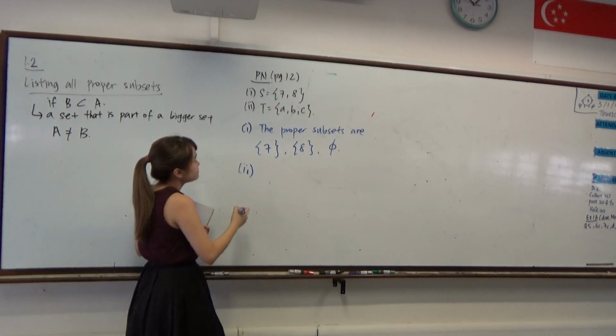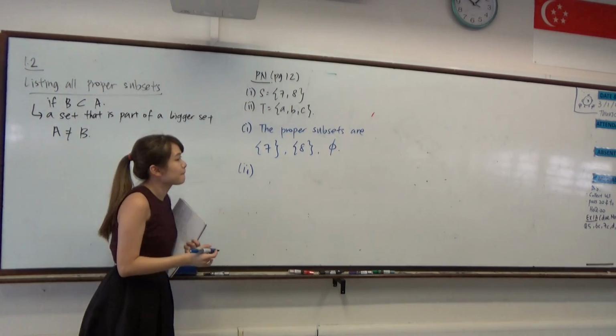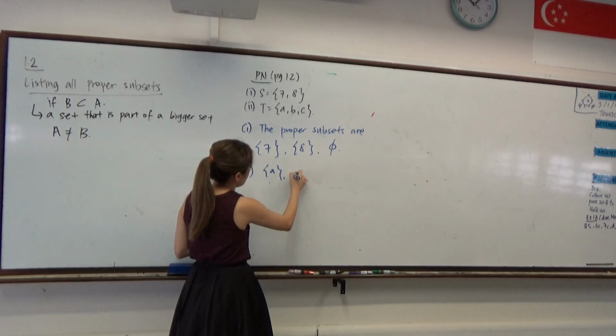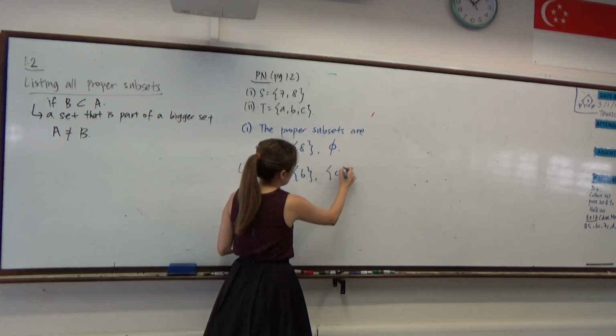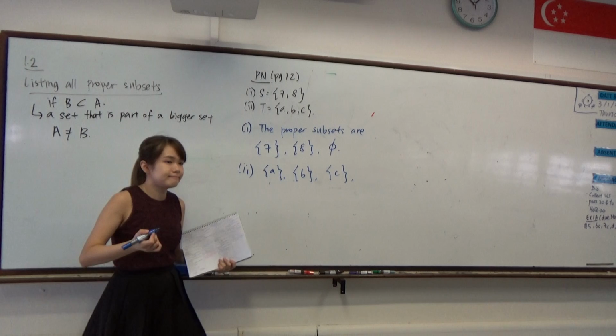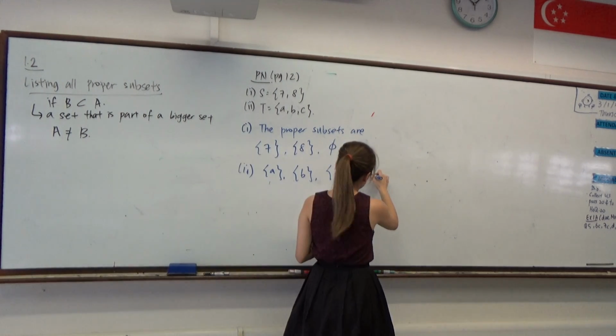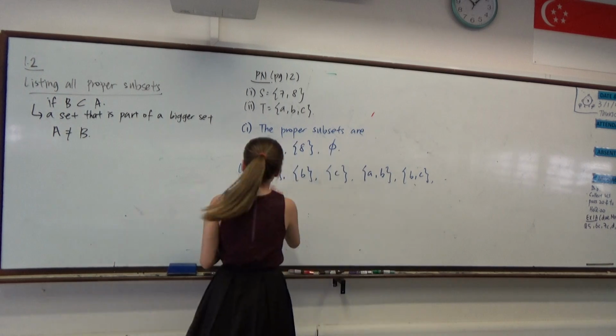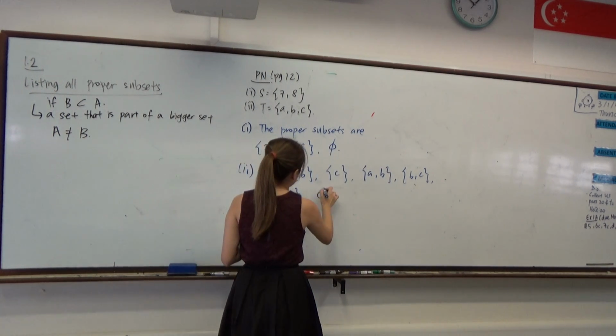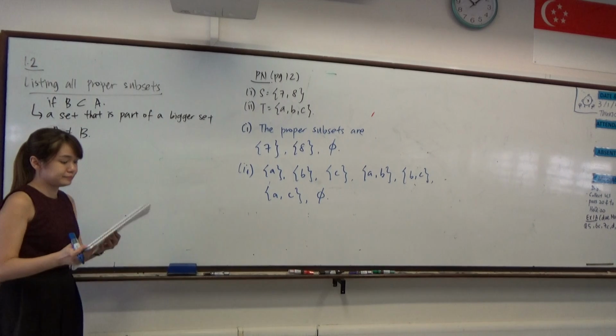What about part 2? We have the single ones: A, B, C. And then A, B, and B, C, and A, C. Anything else? And the empty set. Okay?